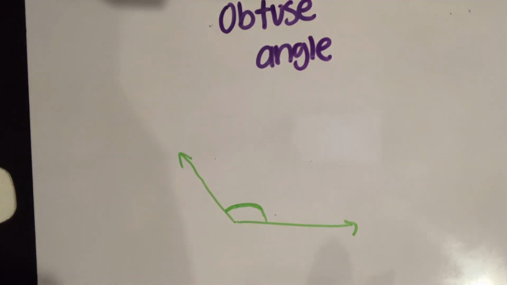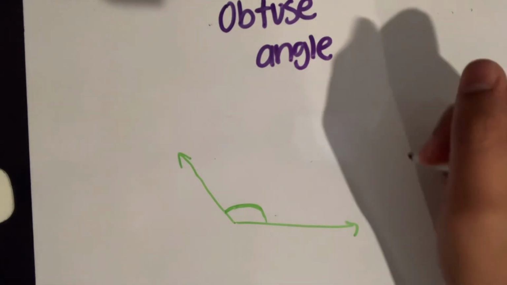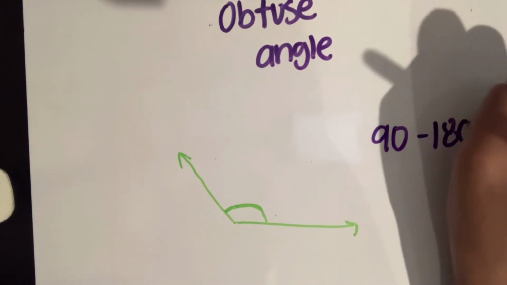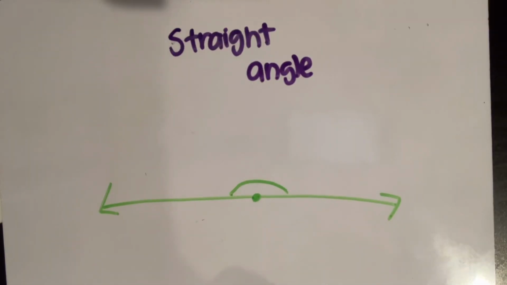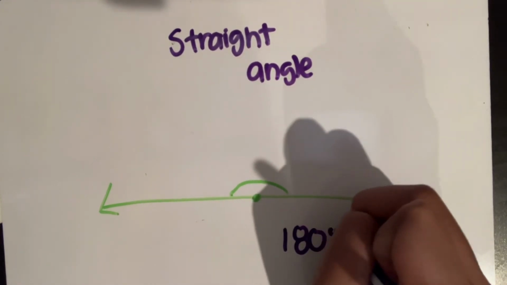Our next angle is an obtuse angle, which is bigger than 90 degrees. It's a big, wide open angle that ranges from 90 degrees to 180 degrees. Our next angle is a straight angle which stretches all the way. It measures 180 degrees exactly.